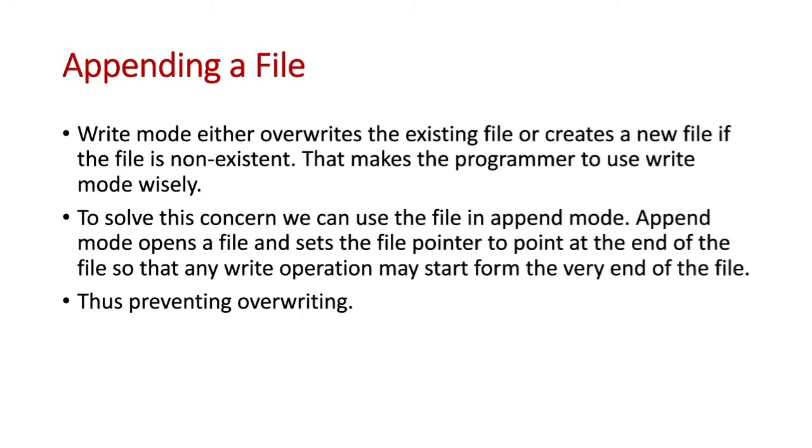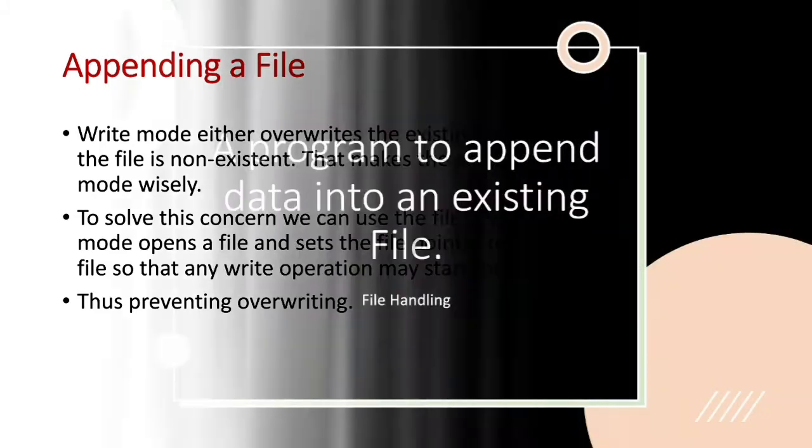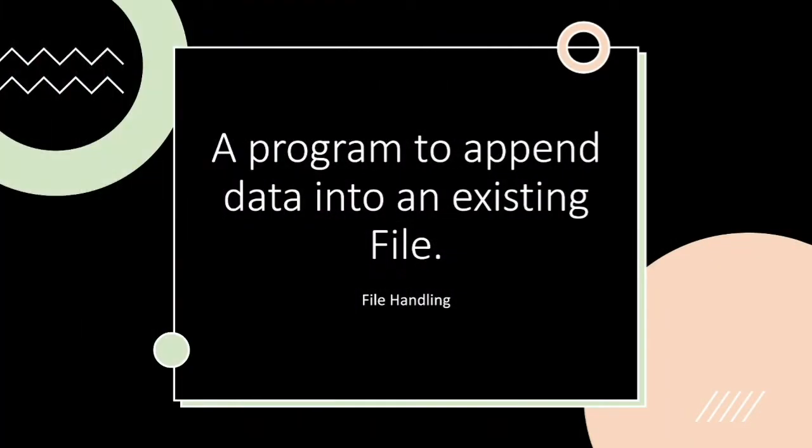Now the write mode either overwrites the existing file or creates a new file if the file is non-existent. That makes the programmer use write mode wisely. To solve this concern, we can use the file in append mode. Append mode opens a file and sets the file pointer to point at the end of the file so that any write operation may start from the very end of the file. Now this prevents overwriting.